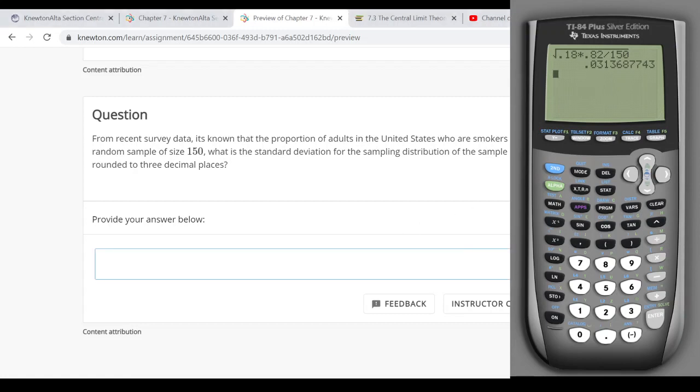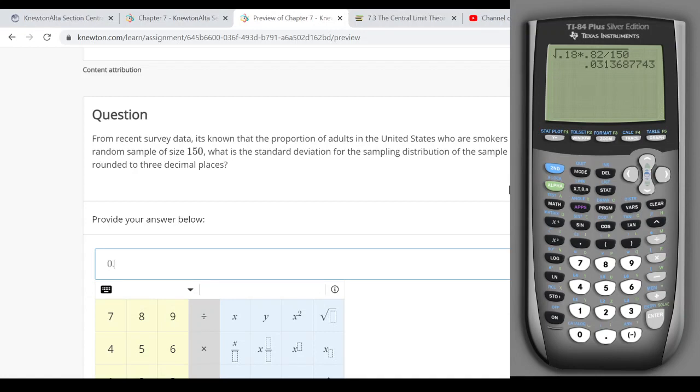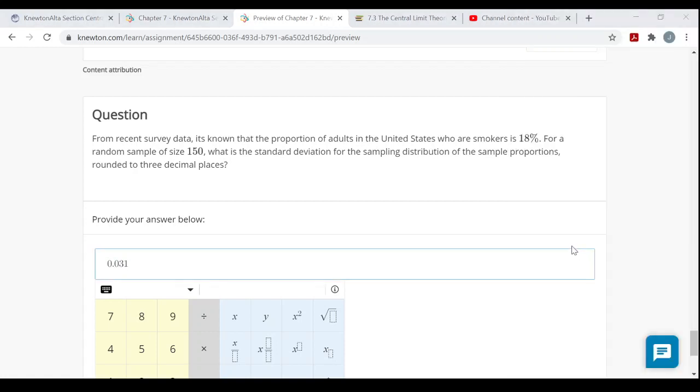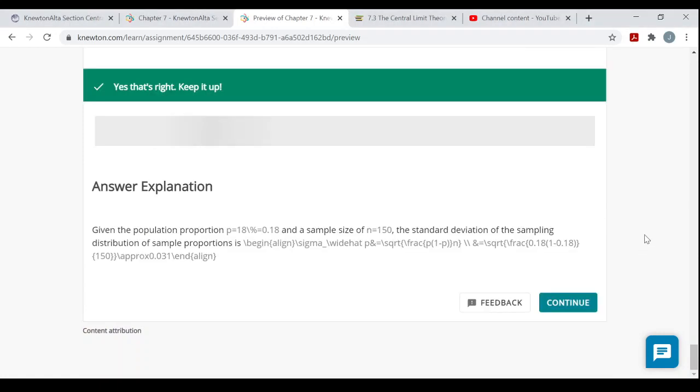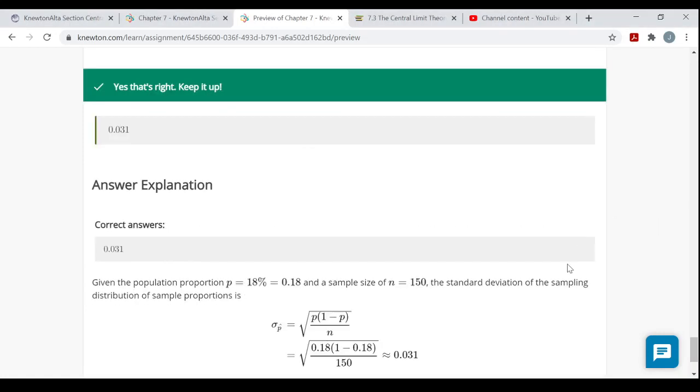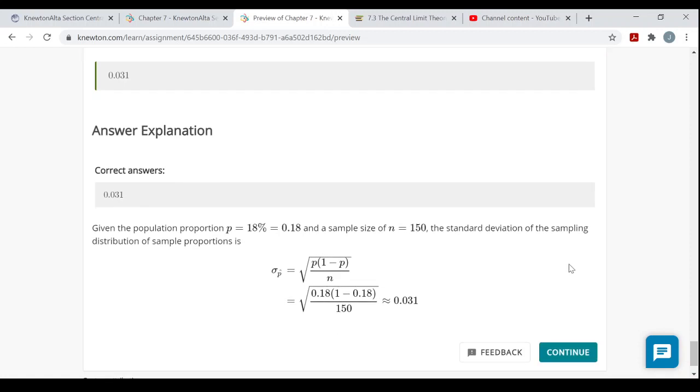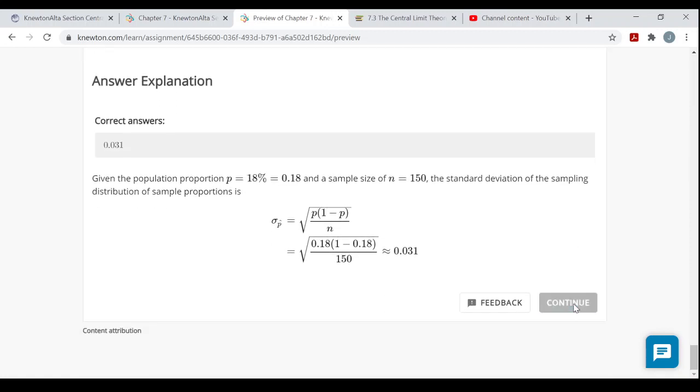So back here I'm entering 0.031 as the standard deviation for the distribution of those sample proportions. Okay. Again, they go through the same formula that I just went through. Good.